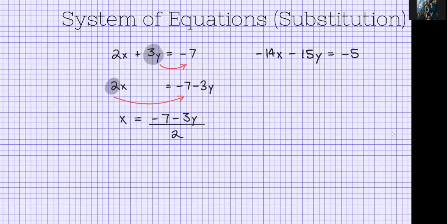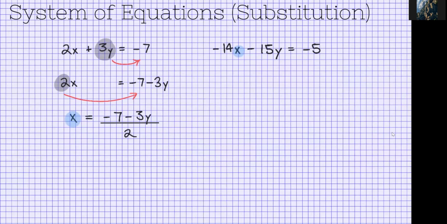Now, this x in here is exactly the same x that we have in here. So that means that if x equals this, then I can substitute this into this variable, and I will have an equation with a single variable. I will be able to solve it. So with that idea in mind, let's begin.